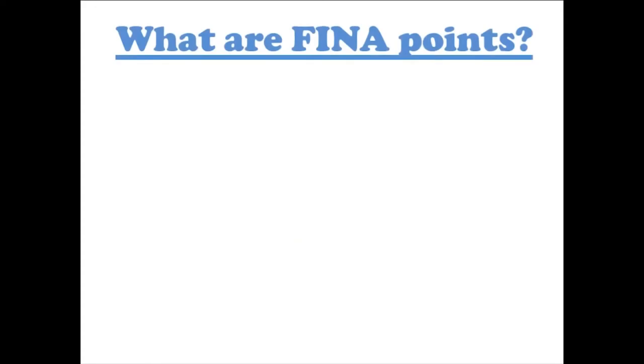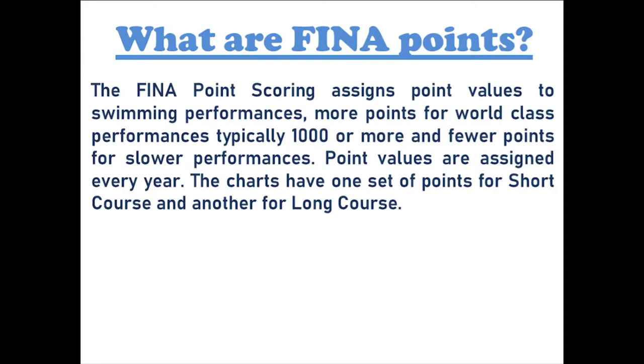What are FINA points? The FINA points scoring assigns point values to swimming performances. More points are for world-class performances, typically 1,000 or more, and fewer points for slower performances. Point values are assigned every year, so they can change every year. The charts have one set of points for a short course and another for a long course. A short course pool is usually 25 meters and a long course pool is usually 50 meters.